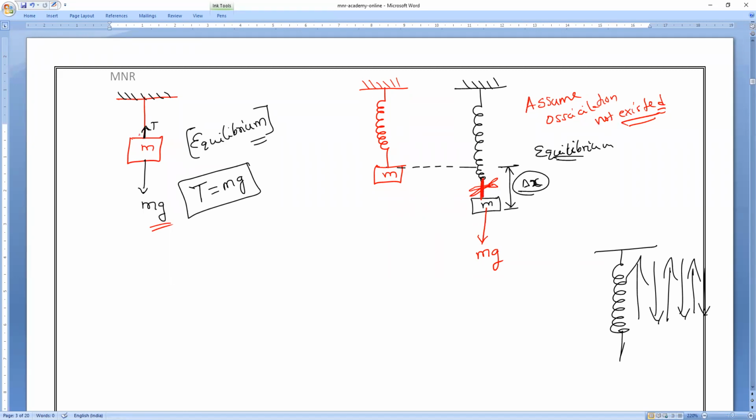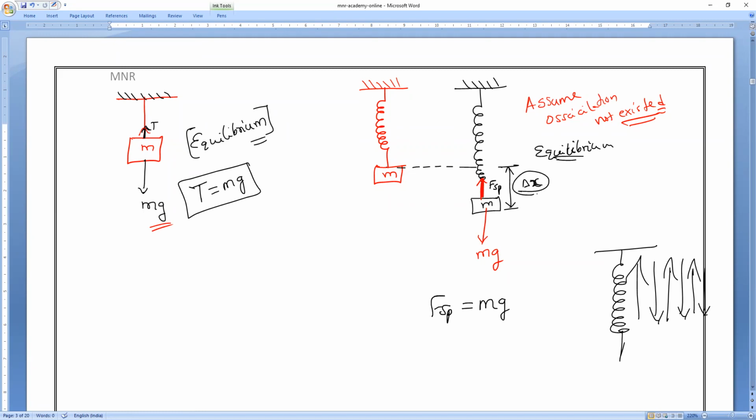Then something is acting upward. If it is a string, tension is acting. If it is a spring, what is acting? Force. Yes. Spring force is acting in the upward direction. So I will say spring force is equal to the weight of the body. Am I right or wrong, everybody?